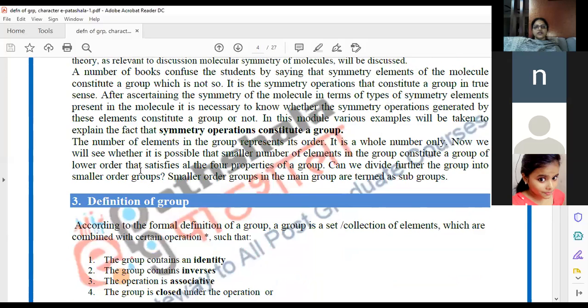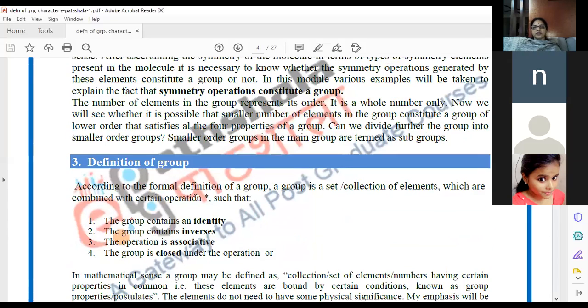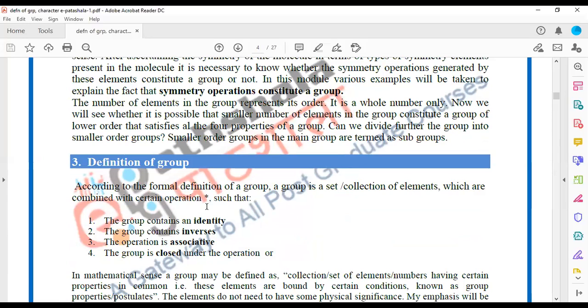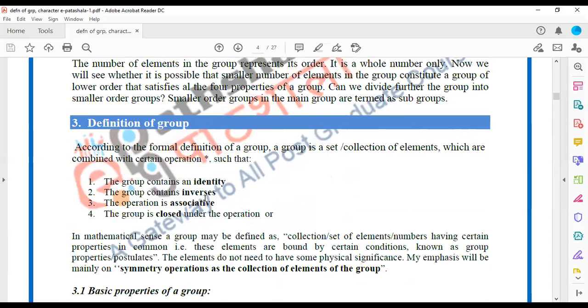Before going into that, just to have a definition, a group is nothing but a set or collection of elements which are combined with an operation. Whenever an element is combined with the operation, the group should have an identity, the group can have inverses, the operation is associative, and the group is closed under the operation. We will see what these are.